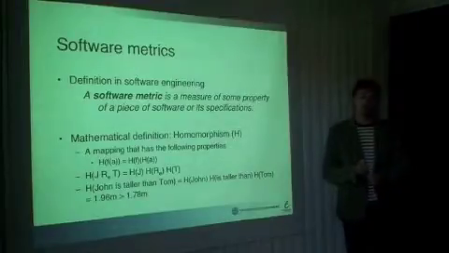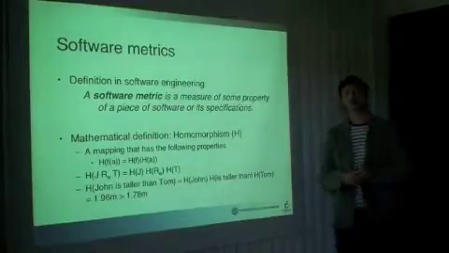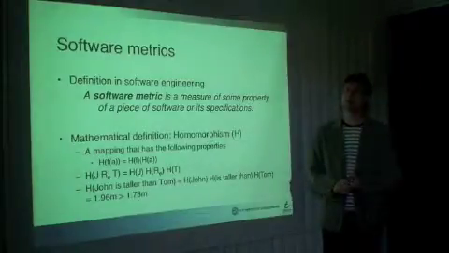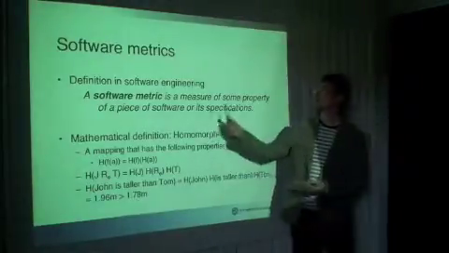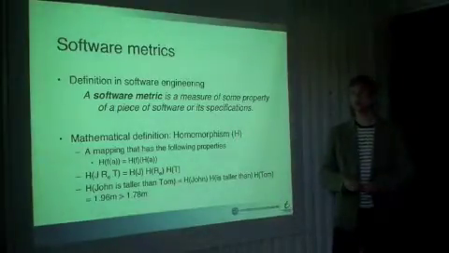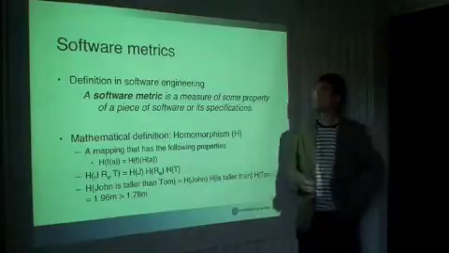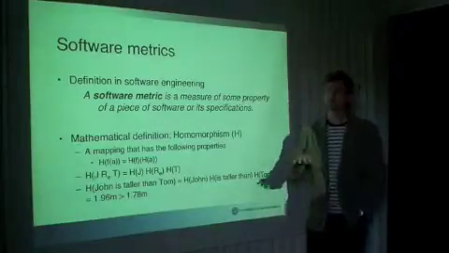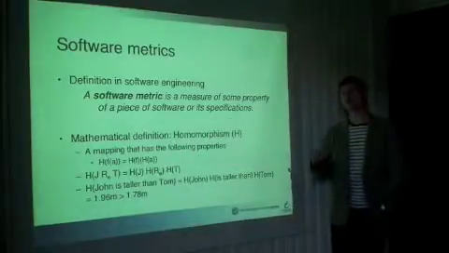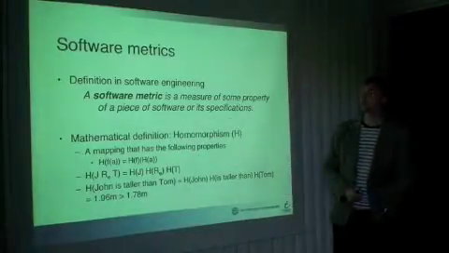In the beginning, let's look at the definition of software metrics, how it is defined in software engineering. A software metric is a measure of some property of a piece of software or its specification. And here please note that the focus of that definition is that a metric measures software specification, which means that it's the product that is being measured.